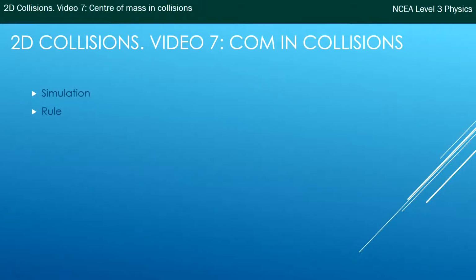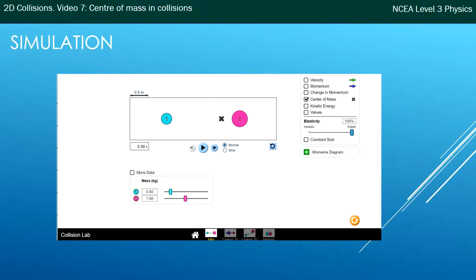Hi, this is Mr. McGovern and welcome to the 7th video in this series on two-dimensional collisions. We're going to have a quick look at a simulation on what happens to the centre of mass during a collision between two objects, and we're going to give you a rule for that. So I'm going to show you a simulation which is at the PhET website.